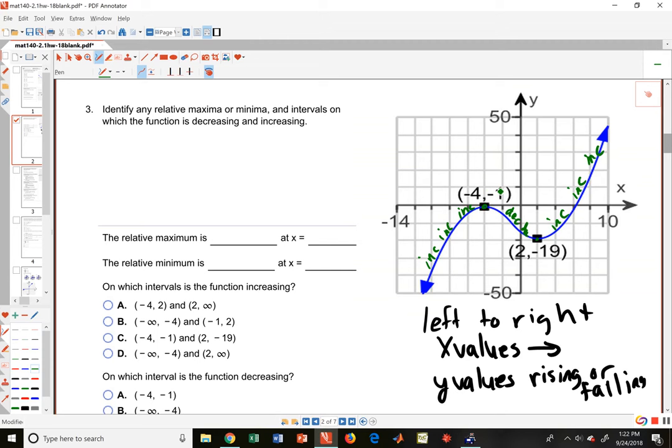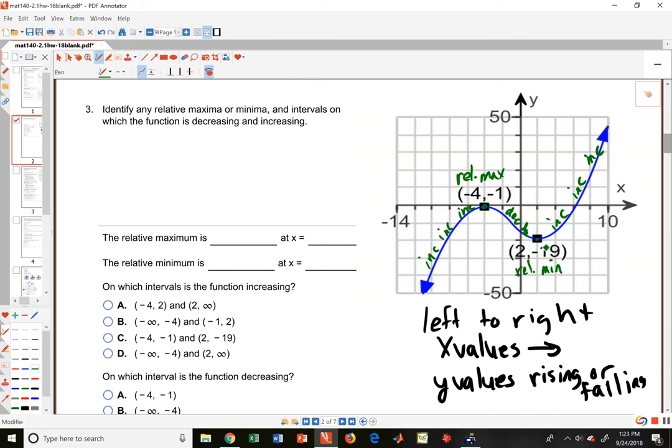Anyway, let's talk about these 2 points here. This is our relative max, and when we say relative, it's a local maximum. This is what we call a relative minimum. A relative maximum is the largest in a local region. It's not the largest overall. There are obviously some values that are bigger outside of here, but in that local region, it is the largest value for any x value nearby.